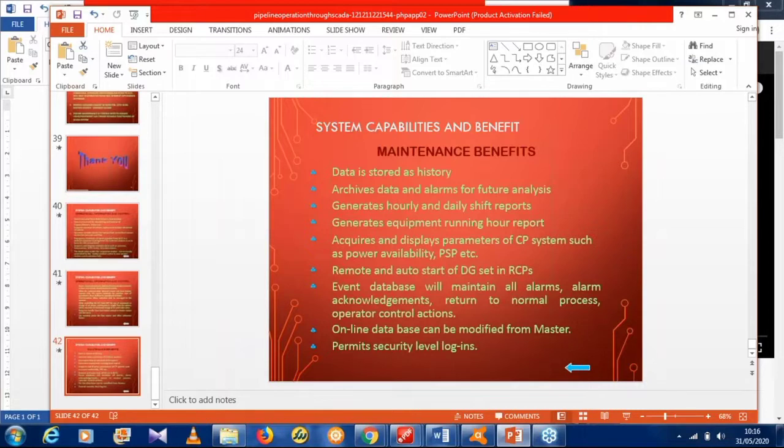Now, archive data and alarms for future analysis can also be obtained in the system. Another maintenance benefit is that it generates hourly and daily shift reports. Every hour, there's a report generated, and at the end of the day, we have a collective report for the day's operation.